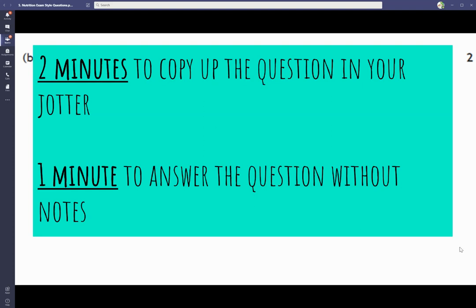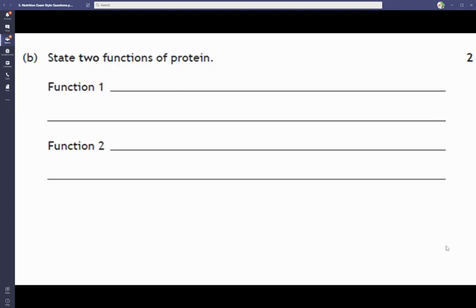You're going to copy that up and then answer that question without your notes. So 2 functions of protein that you could have here is for the growth, repair and maintenance of body cells and tissue. And a secondary function you could have here, the secondary function of protein is to provide energy.